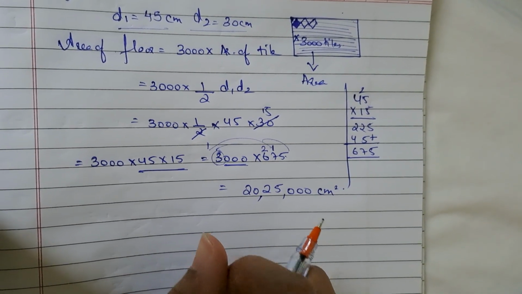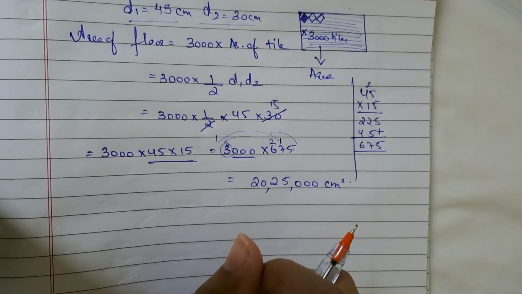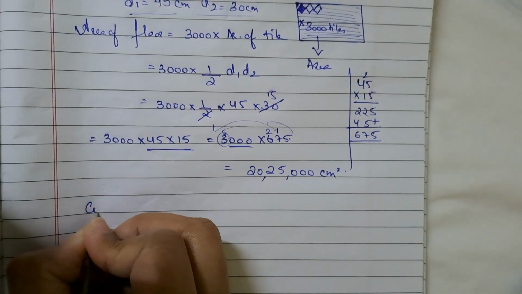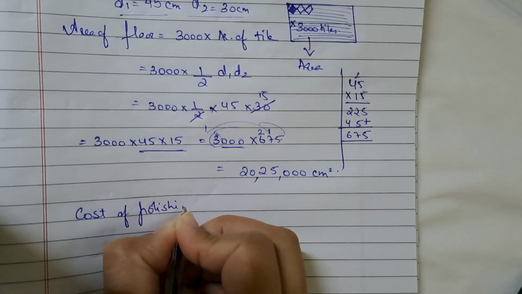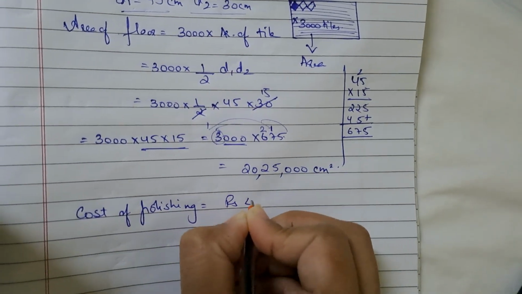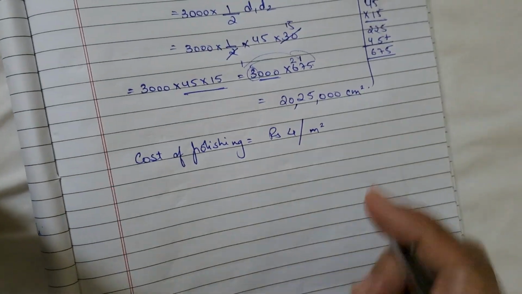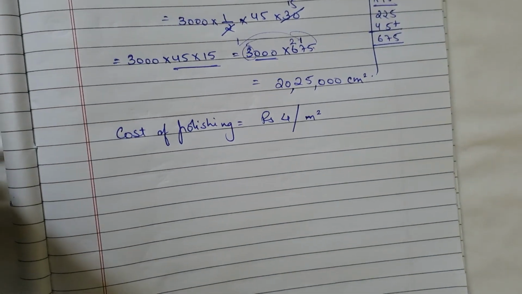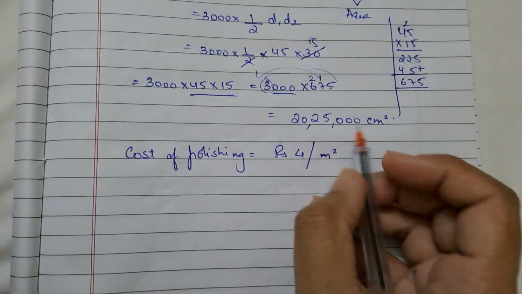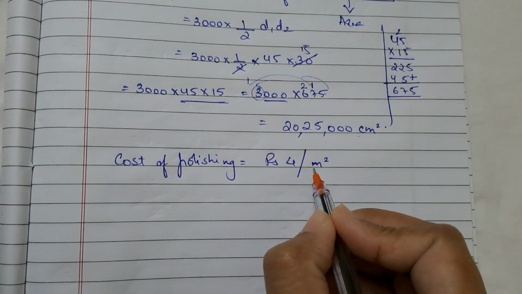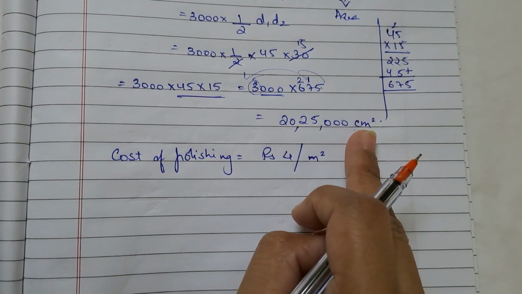Then it says find the total cost of polishing the floor at rupees 4 per meter square. Cost of polishing, we know this, we have been doing it from a very young age. Cost of polishing is equal to rupees 4 per meter square. Now most students will just directly take this and do the calculation. But we are not supposed to just stick with this. Because this is in centimeter square and this value is given in meter square, either I need to convert this into meter square or that into centimeter square.